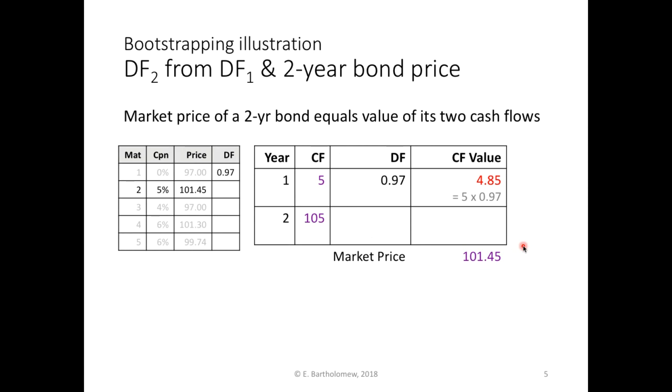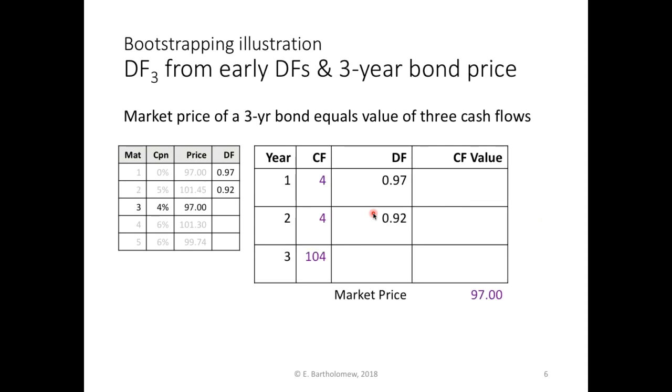And we can use that then to derive the value of the second cash flow because the sum together must equal 101.45. So if we subtract 4.85 from 101.45, we get the remainder, which is attributable to the second cash flow. Now we can get the discount factor from that by noting that the value of this second cash flow is 96.60 and the amount is 105. So the discount factor is the ratio of the two. So 96.60 today buys 105 in year 2, and that gives us a discount factor of 0.92. So we can add that to our table.